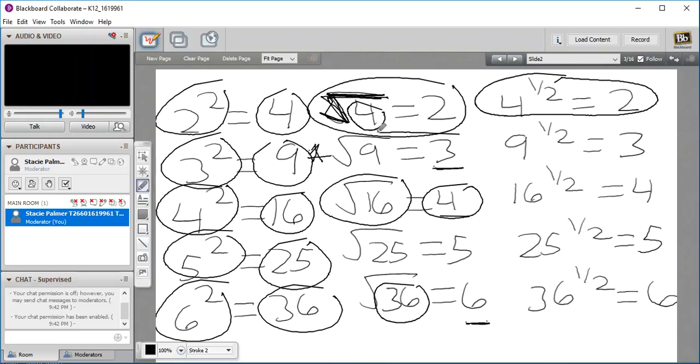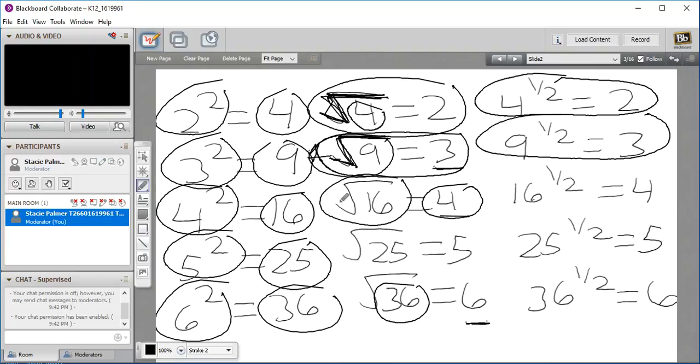So the square root of 9 equals 3. If we raise 9 to the 1/2 power, that is the same as taking the square root. So 9 to the 1/2 power is 3. We're just writing it as a rational exponent instead of using the radical sign.